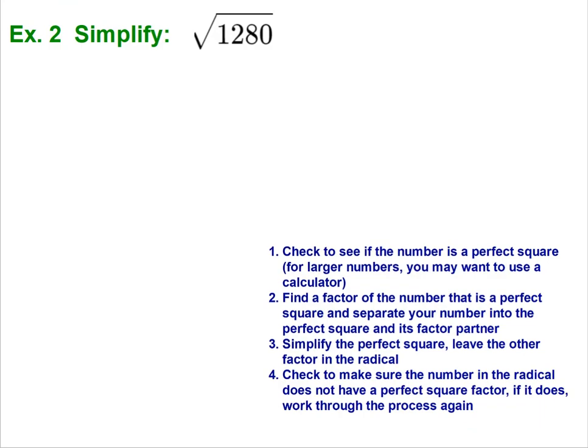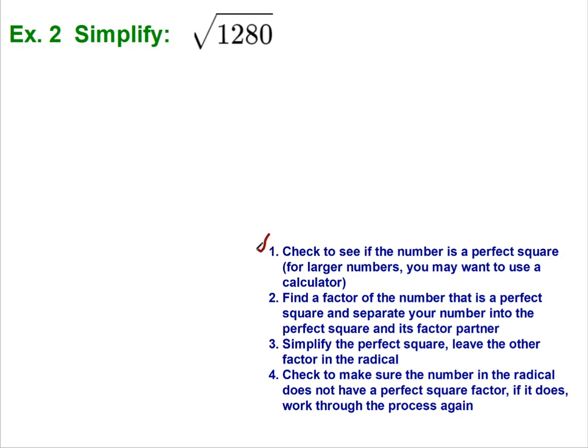Let's take a look at another example. So here I've got the square root of 1,280. First thing I want to do is see if this is a perfect square. I don't know, that number's big. It's bigger than anything that's on my first 20 perfect squares. So I'm going to pull up a calculator, put in 1,280, find the square root, 35.77. It's a decimal, it's not a perfect square. Okay, so I got to simplify this.